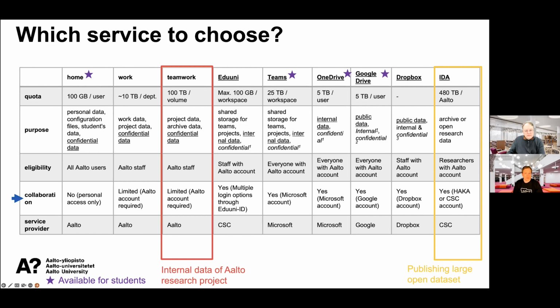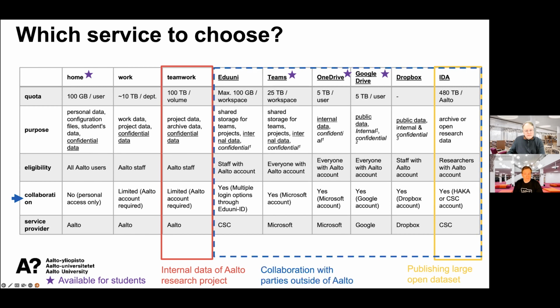And for example, if you have an Aalto research project where you need to share the data only internally within your research project, the recommended option would be Teamwork. It's automatically backed up. There's a lot of capacity we can offer you, and everyone can easily have access there. Also promoting long-term continuity.